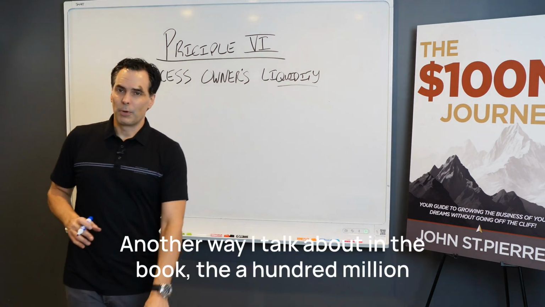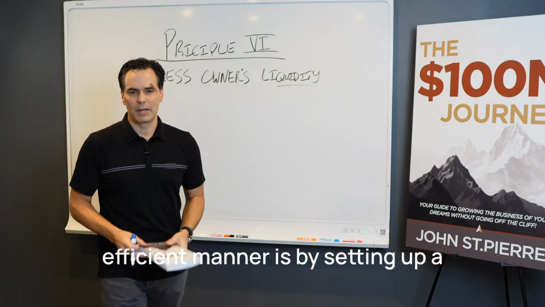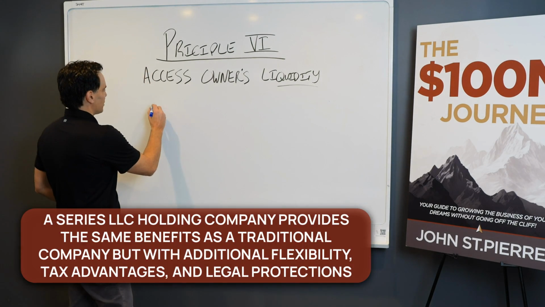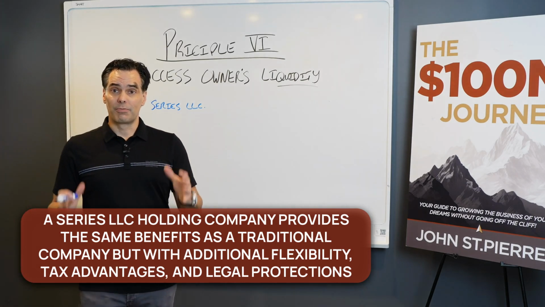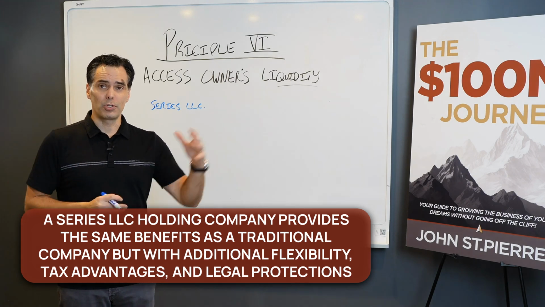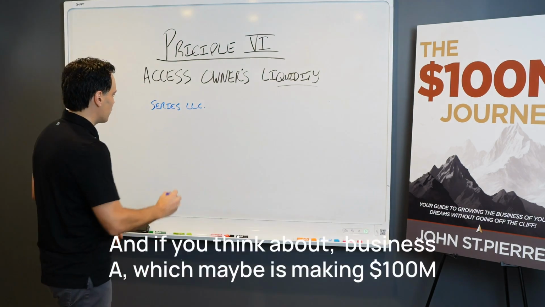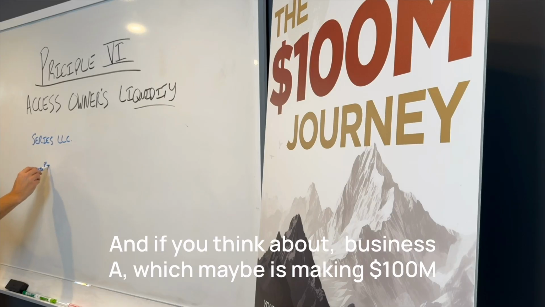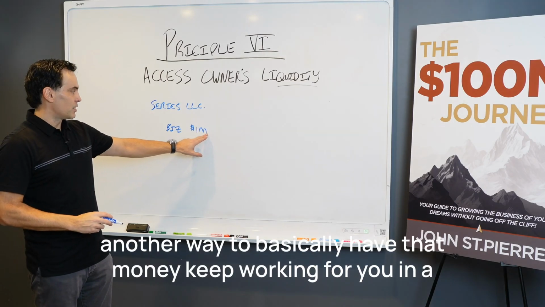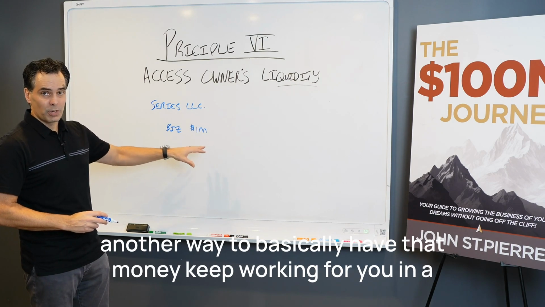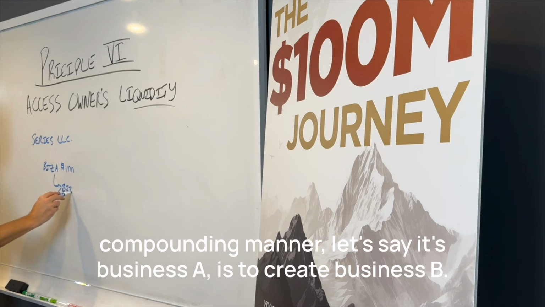Another way I talk about in the book, The $100 Million Journey, on how to access your owner's liquidity in a tax-efficient manner is by setting up a series LLC holding company. When you start generating net income and taxable net income from your primary business, again, as we talked about before, you can distribute that and pay your taxes and move money to your balance sheet, but it's not very efficient. If you think about business A, which maybe is making $1 million, another way to have that money keep working for you in a compounding manner is to create business B.